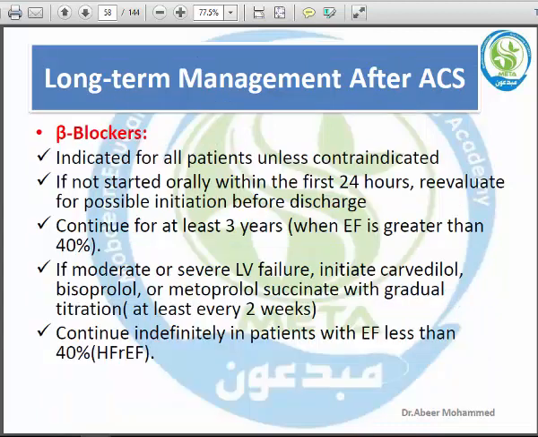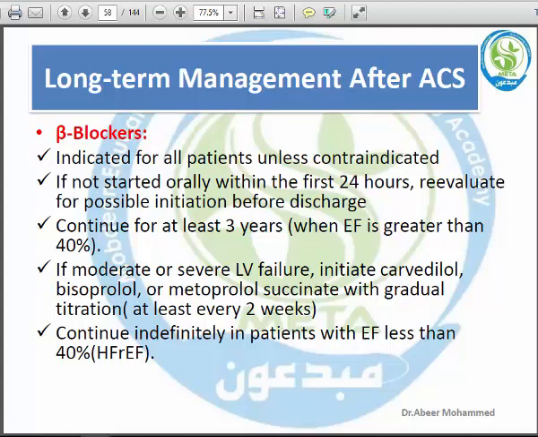Beta blockers are indicated for all patients unless contraindicated. The contraindications of beta blockers were mentioned before. If the patient did not receive it within the first 24 hours, we must make sure of initiation before discharge and continue it at least 3 years. If the patient has ejection fraction more than 40%, continue for at least 3 years.